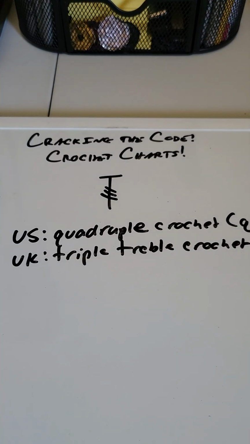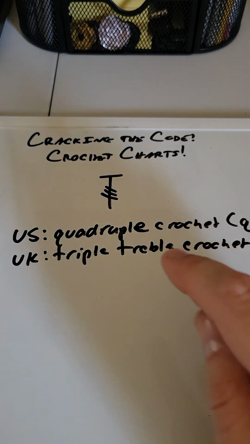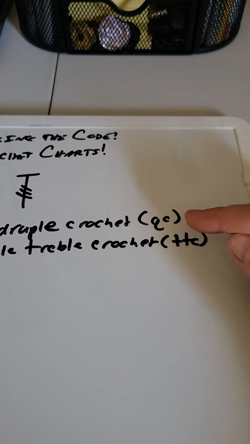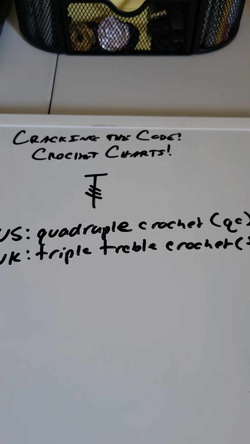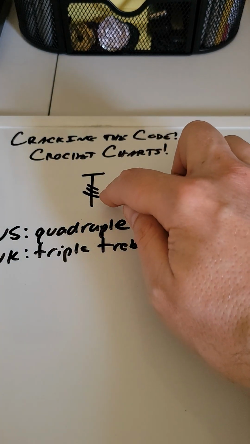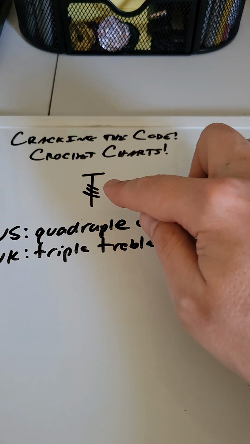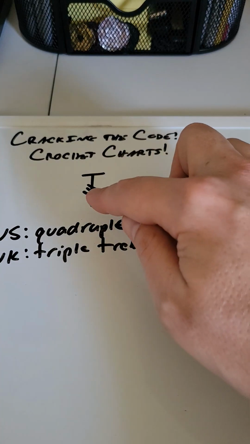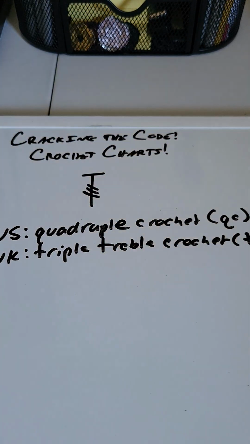Alright, so finally, the last basic stitch I'm going to go over in regards to reading a chart is what's known as a quadruple crochet, or for those in the UK using UK terms, a triple treble crochet. And again, the QC for quadruple crochet and TTC for triple treble crochet. And then same symbol as the half double and the double and the triple crochet, but for a quadruple you have another line. So there's a total of 3 lines to denote a quadruple crochet.